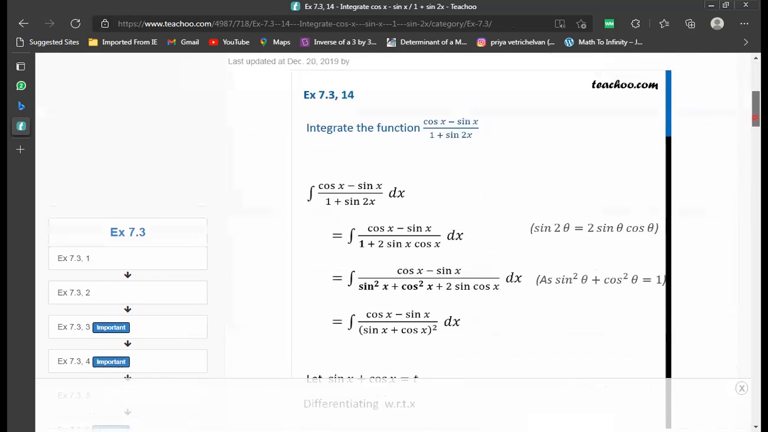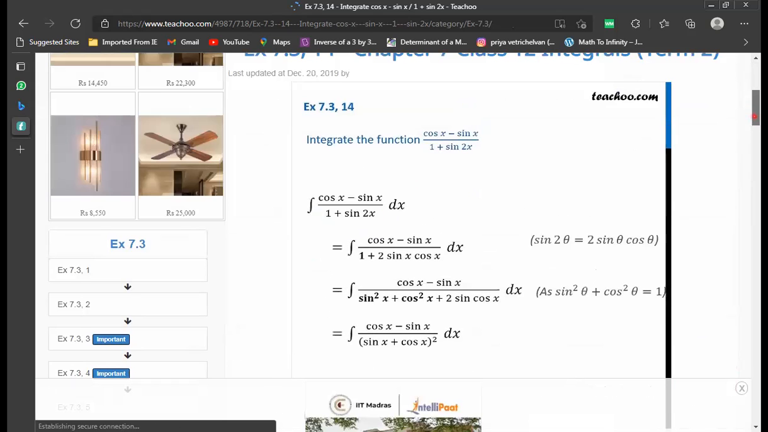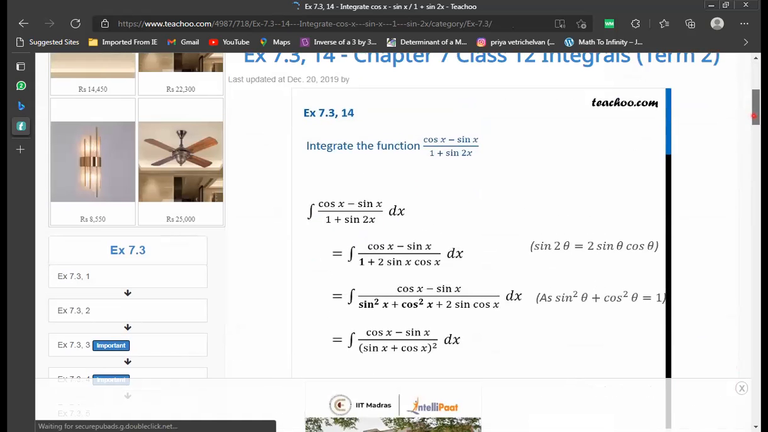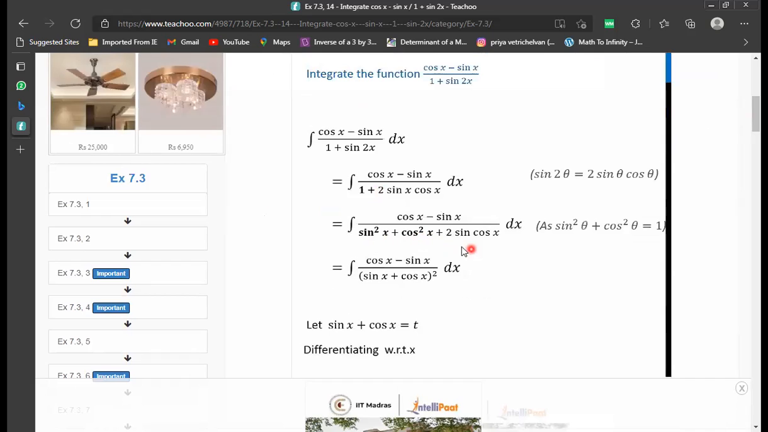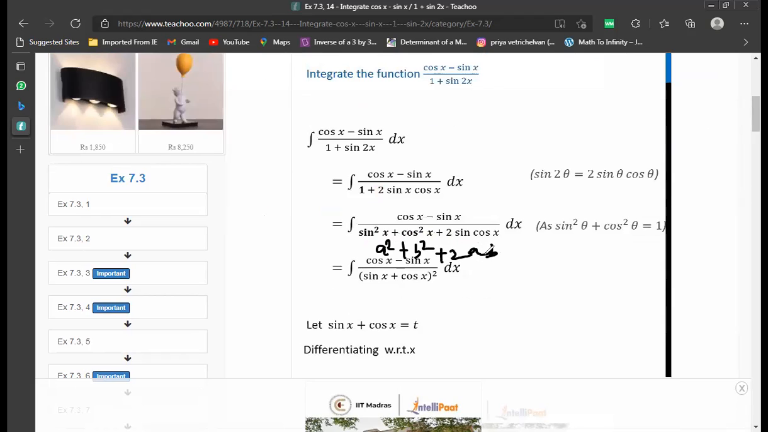Cos x minus sin x upon 1 plus sin 2x. So here we are rewriting sin 2 theta as 2 sin theta cos theta, and also changing 1 as sin square x plus cos square x. Now in the denominator, you have the structure a square plus b square plus 2ab, isn't it? Yes, ma'am. A is sin x and b is cos x.